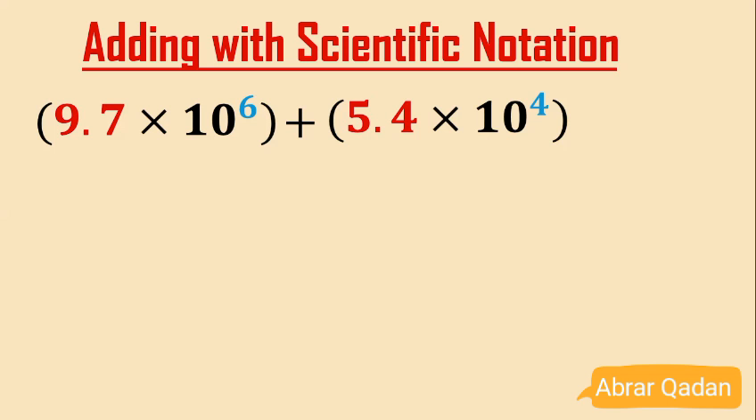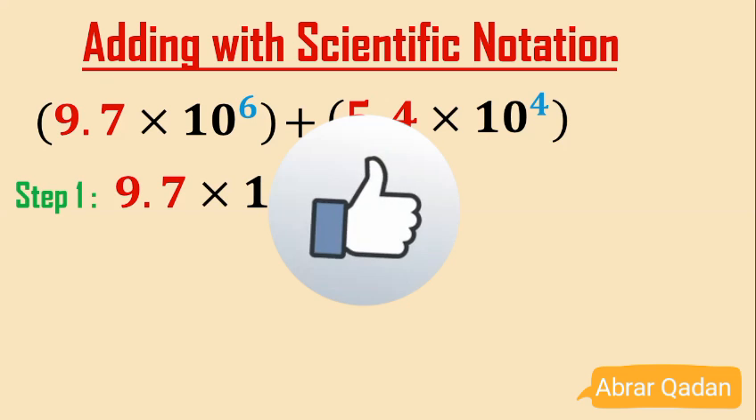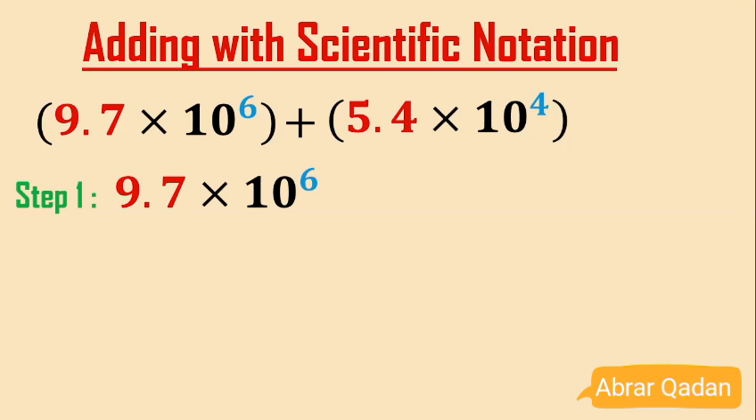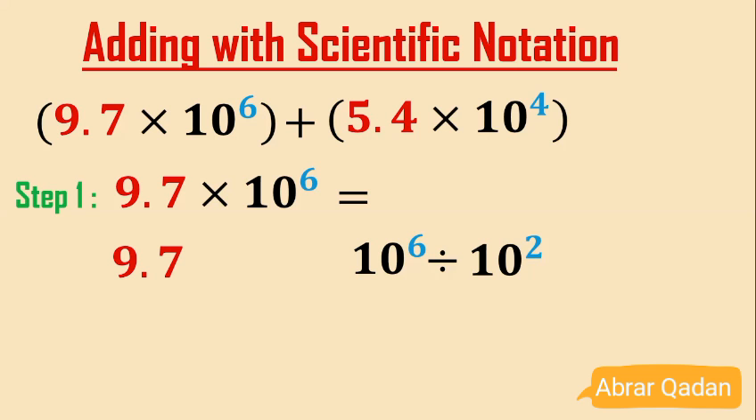So I will write again, this is for step number 1. I will write the first scientific notation again, and I will try to change from 10 to the power 6 to 10 to the power 4. So I will divide by 10 to the power 2 and also multiply by 10 to the power 2 to make balance of the solution. So the answer will be 10 to the power 6 divided by 10 to the power 2 to get 10 to the power 4, and 9.7 the same, times 10 to the power 2.